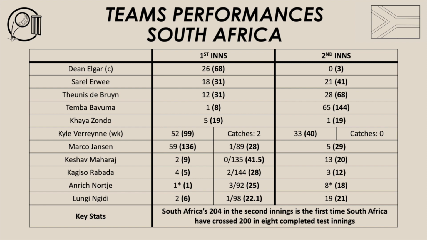Dean Elgar was run out by Marnus Labuschagne for 26 in the first innings. In the second innings, we saw Zondo get run out by Travis Head for 1, and then we saw Maharaj get run out for 13 by Mitchell Starc. That's a prime example of South Africa not doing the basics. A bit of confusion, apprehension when running between the wickets. There was no clear calling. There were mix-ups. Batters were confused.